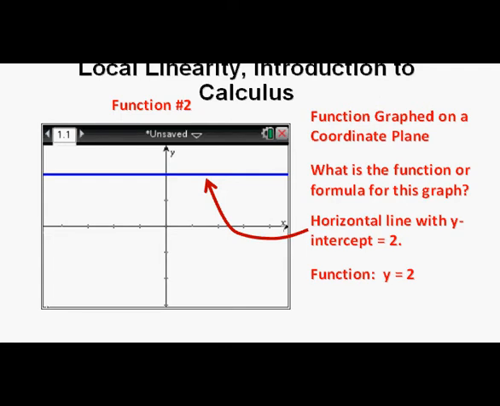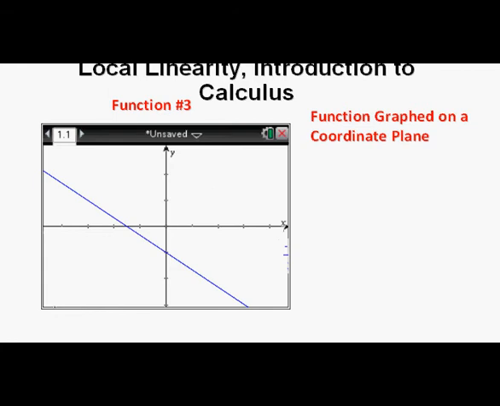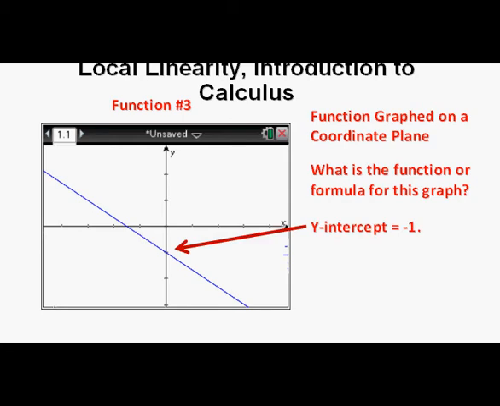Now let's look at one more function, function number 3. And again we ask the question, what is the function or formula for this graph? It looks like we have a y-intercept of -1. And it looks like the slope is about -2 over 3, or -2/3. Therefore, we say that the function is y equals -2/3 x minus 1.